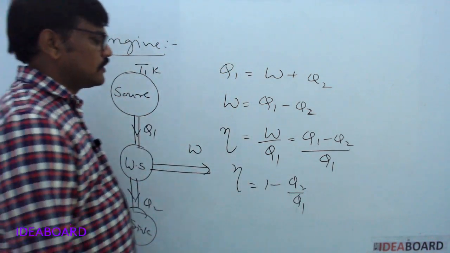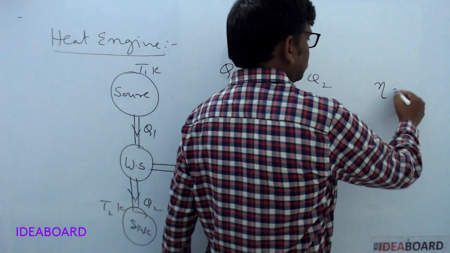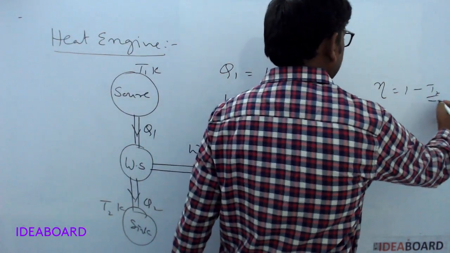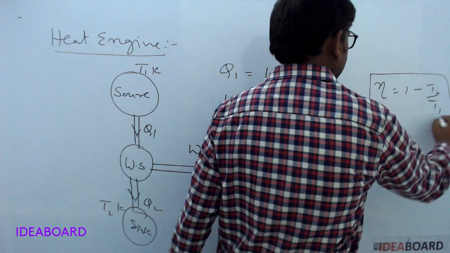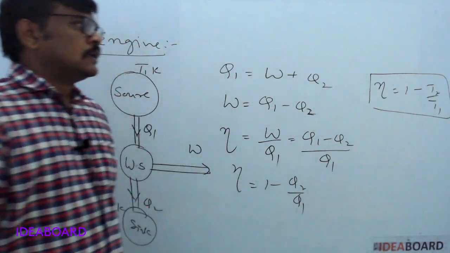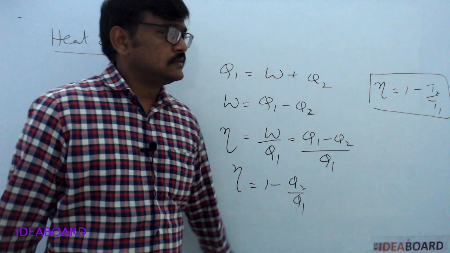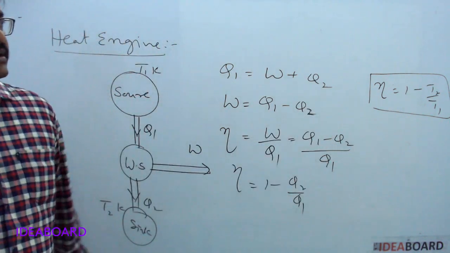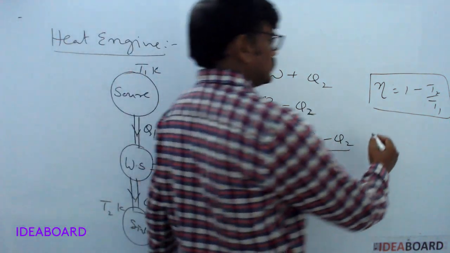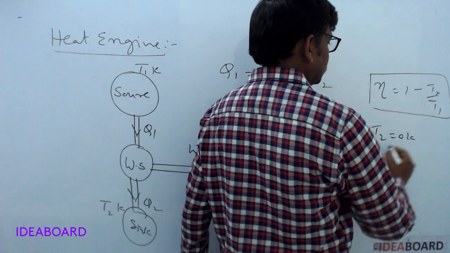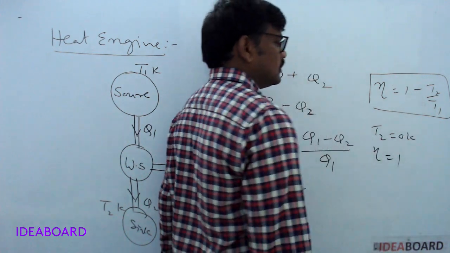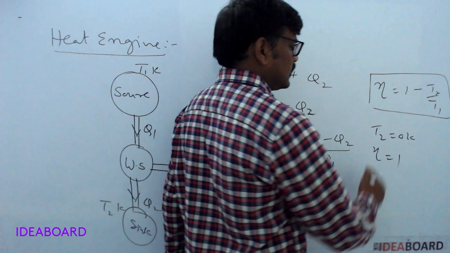Now in terms of temperatures, eta equals 1 minus T2 by T1. So it can never be 100%. It can never be 100%. Only if T2 is 0 Kelvin, then eta equals 1. 0 Kelvin means minus 270 degrees centigrade.